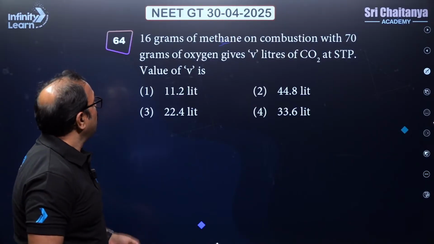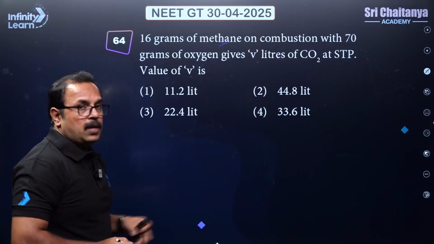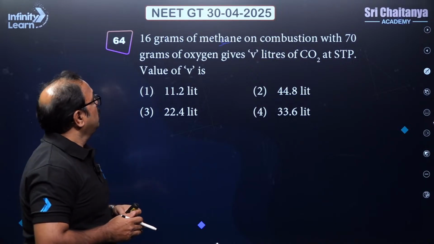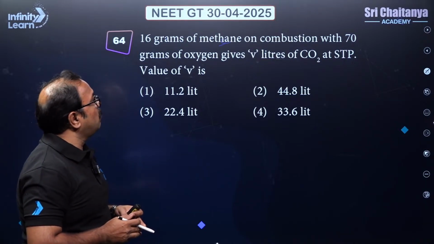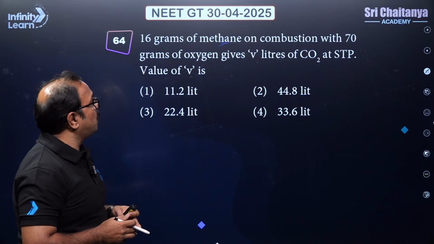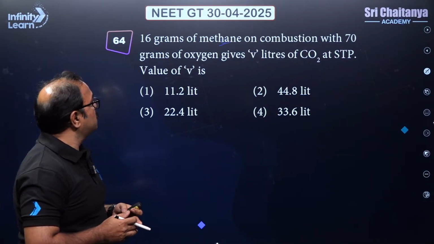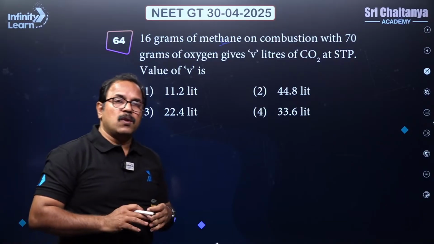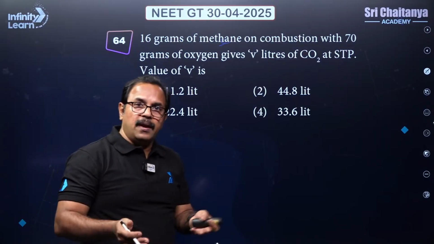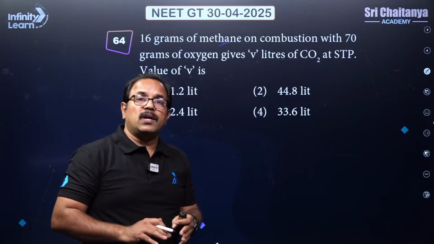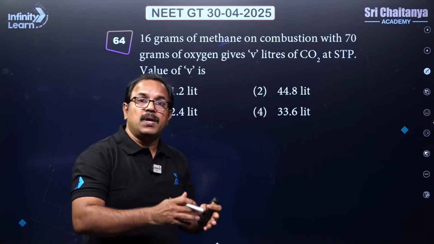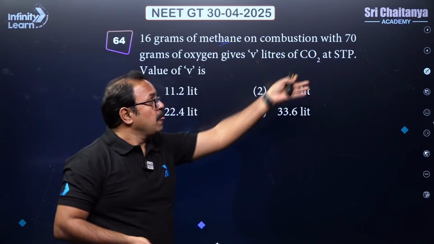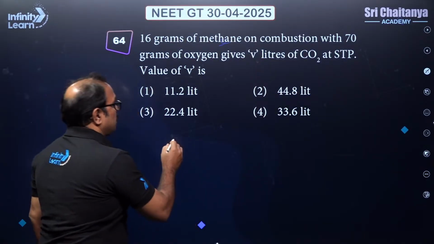16 grams of methane. Now coming to a stoichiometry based question. 16 grams of methane on combustion with 70 grams of oxygen gives V liters of CO2 at STP. The value of V is? Sometimes the examiner also gives you some values which are not needed, only to ensure that you don't get carried away by such unnecessarily given quantities. So it is something like 16 grams of methane.